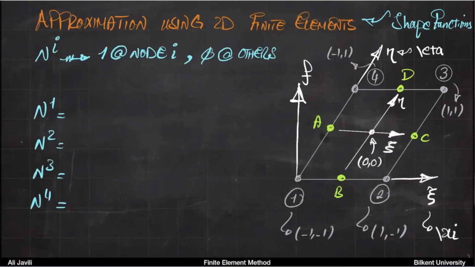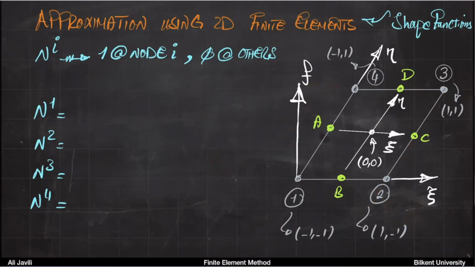You play exactly the same game here. You are looking for something that is 0 here, here, and here. So that means it is 0 on this line, and it's 0 on this line. So what are the functions of these lines? This line is eta equals 1. This line is xi equals 1. Right? So what you need to do is to make sure that on those two lines, this thing is 0.